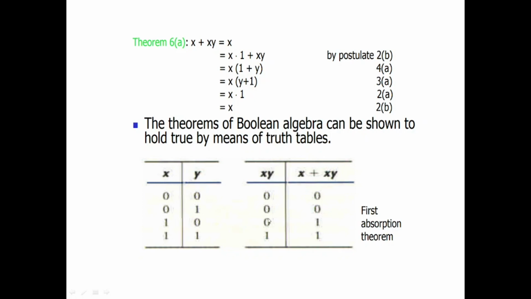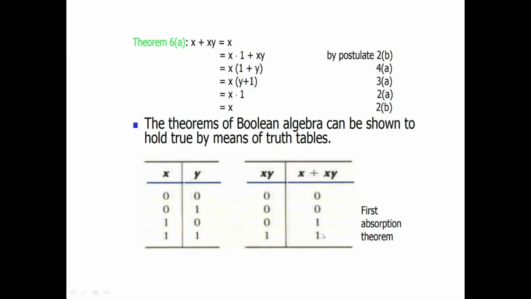So considering these two columns, we have to perform OR operation. We have to go with the truth table of OR gate. So 0 plus 0, it is 0. 0 plus 0, it is 0. 1 plus 0, it is 1. And 1 plus 1 is 1. If any one value is 1, then the output is 1. That is for OR gate.